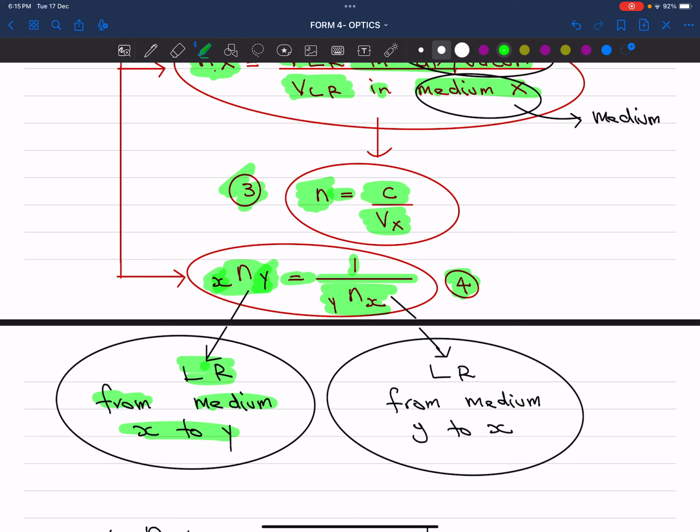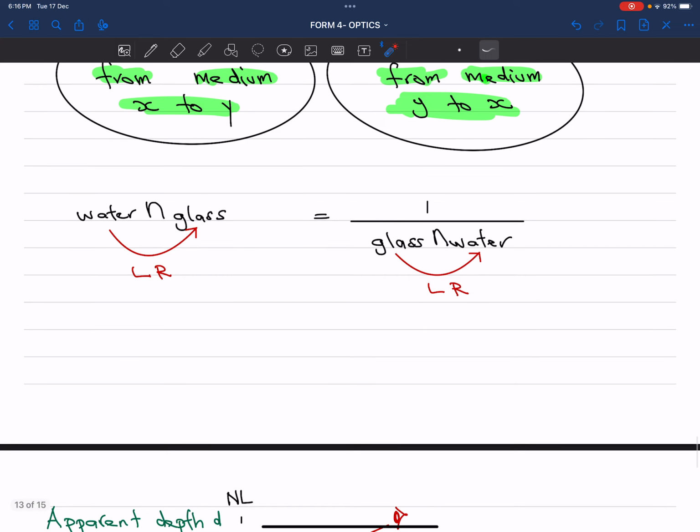Now this is quite important. I repeat again. nxy means it is the refractive index of medium Y relative to X. Light is traveling from X to Y. It is equal to 1 over refractive index nyx. Now nyx means it is the refractive index of medium X relative to medium Y. So here, light is traveling from medium Y to medium X. And I'm going to give an example for this, the example for formula 4.